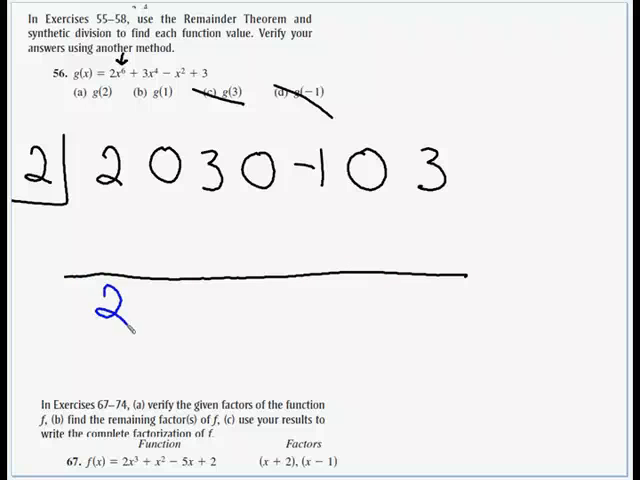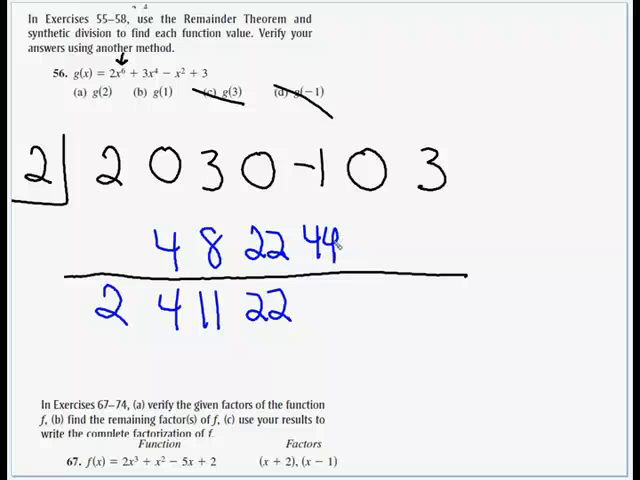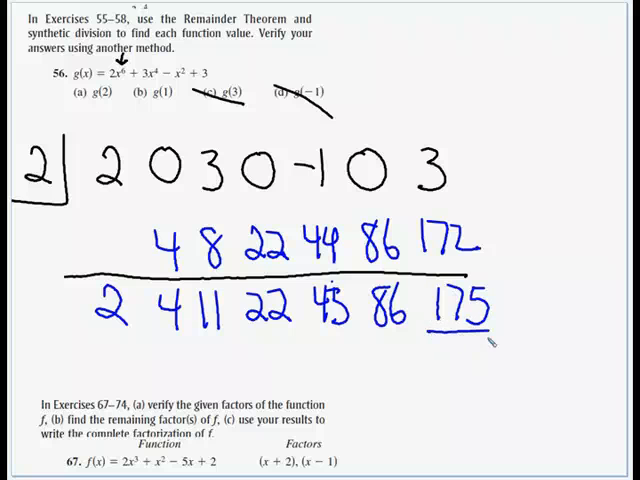So we bring down the 2. 2 times 2 is 4, and we add. 2 times 4 is 8, and we add those. 2 times 11 is 22, and we add those. 2 times 22 is 44. We add those, so that's a 43. 2 times 43, that's an 86. We add those. 2 times 86, let's see, that's 160 plus 12, 172. And we add that, and we get 172 and 3 is 175. So there is our remainder r.